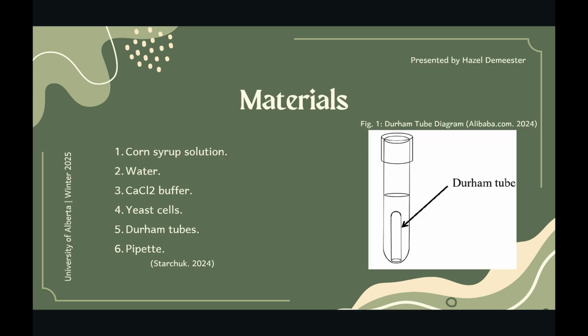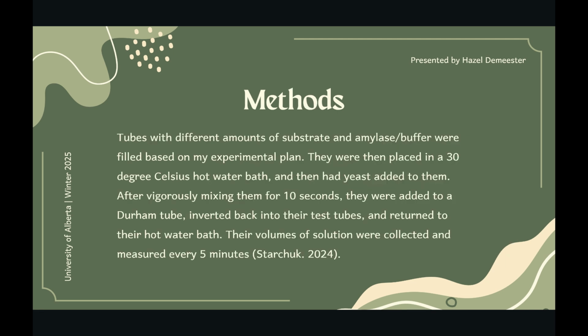So my materials here, as you can see: corn syrup solution, water, a calcium chloride buffer, yeast cells, Durham tubes, although this Durham tube is smaller than the one we used in class, and a pipette to transfer the solutions. The tubes with different amounts of substrate and buffer were filled based on my experimental plan on the next slide. They were then placed in a hot water bath. Yeast was added. They were mixed, added to a Durham tube, which was inverted back into their original test tubes, and then they were returned to the hot water bath.